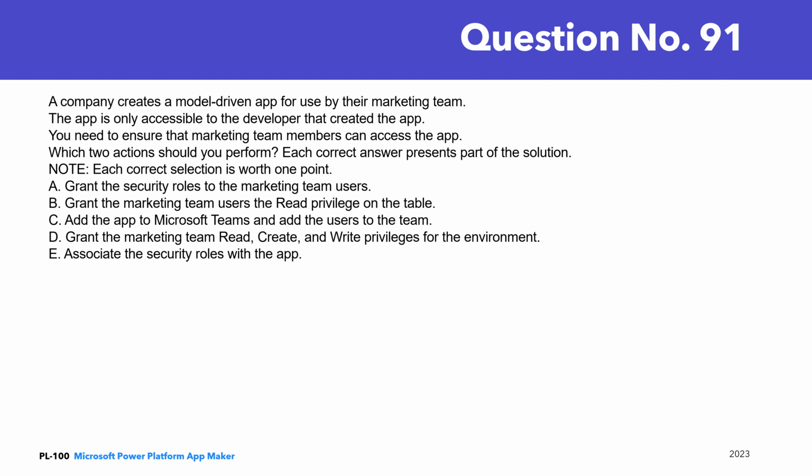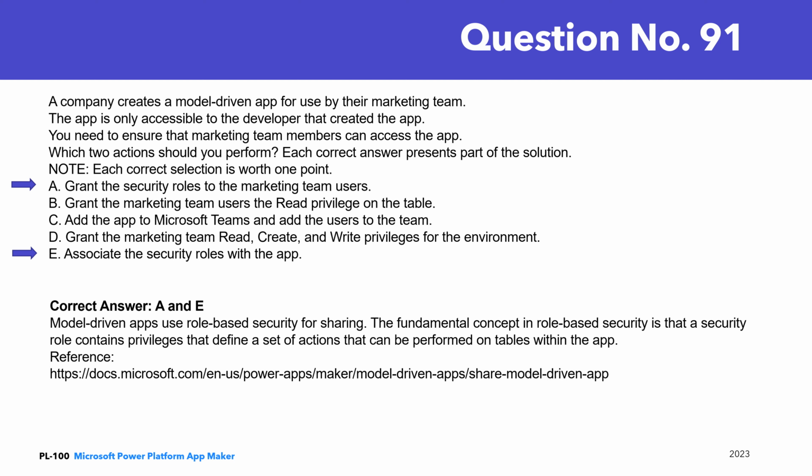A. Grant the security roles to the marketing team users. B. Grant the marketing team users the read privilege on the table. C. Add the app to Microsoft Teams and add the users to the team. D. Grant the marketing team read, create, and write privileges for the environment. E. Associate the security roles with the app. Correct answers, A and E.